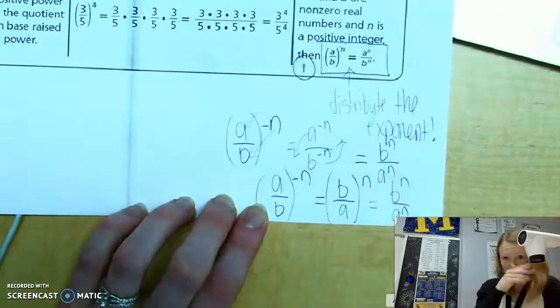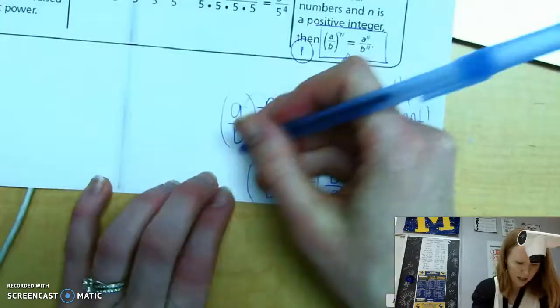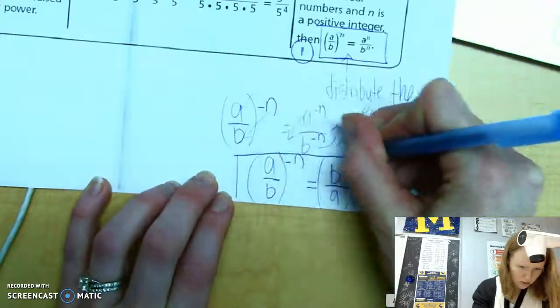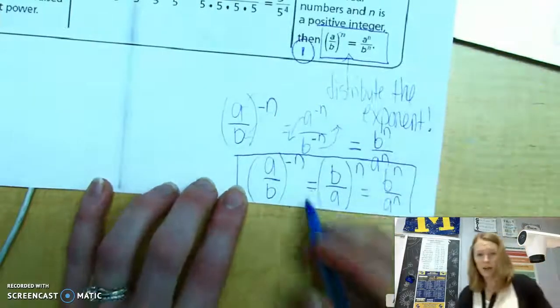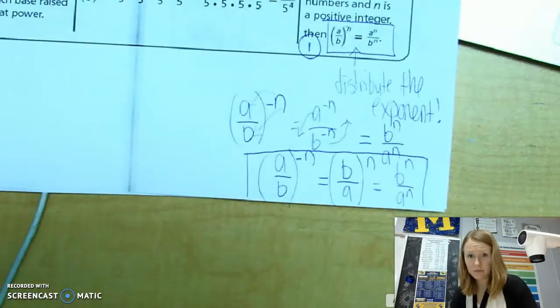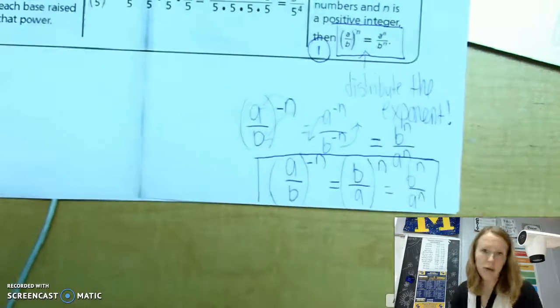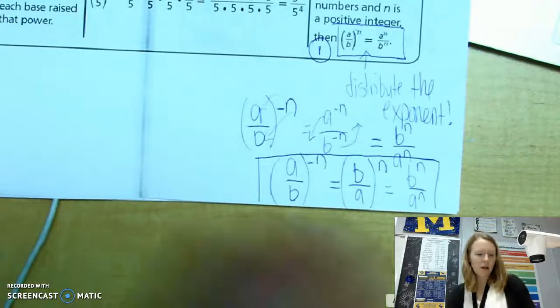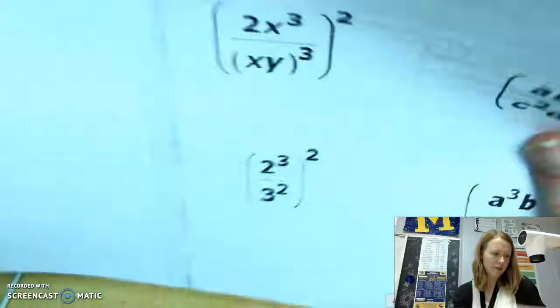And then you can distribute that exponent. So once again, if you have a negative exponent, what you can do is just flip whatever's in the parentheses and then distribute your exponent like you just did before. So let's do some practicing of this stuff.